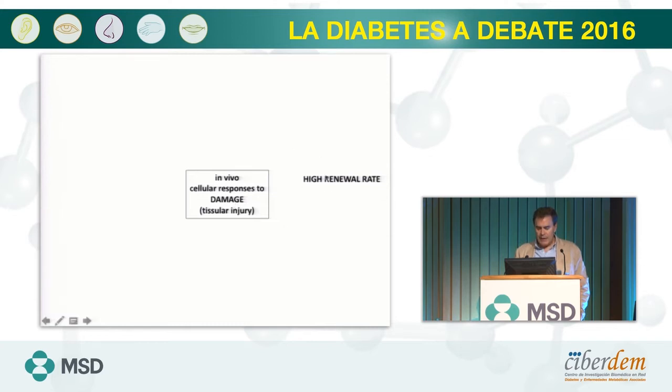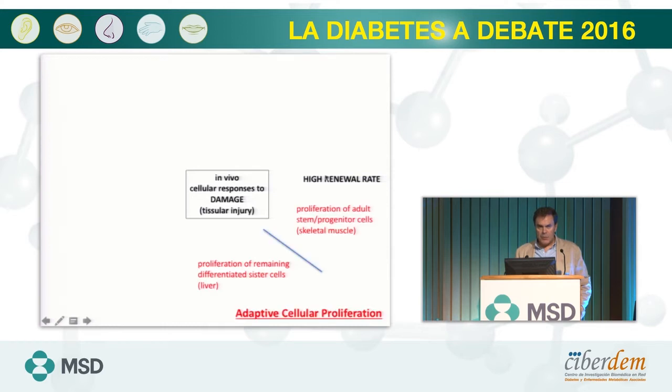In tissues with a high renewal rate, tissues in which there is a strong capacity for proliferation, we have a response which can be called adaptive cellular proliferation, whereby differentiated cells, sister cells, remaining cells can proliferate, like in liver, or we have recruitment of stem or progenitor cells that undergo division, like in skeletal muscle.